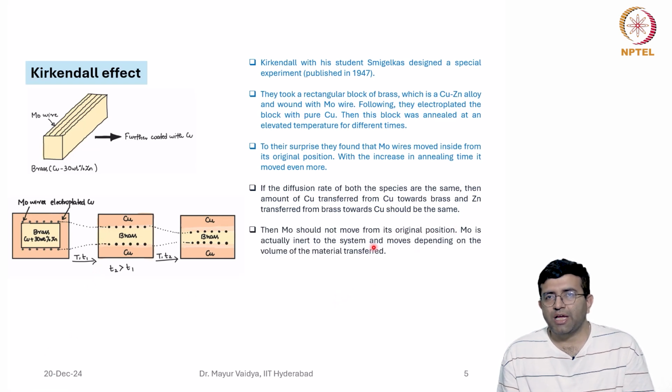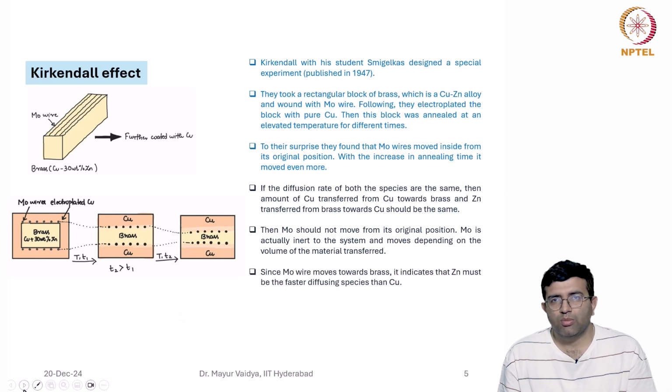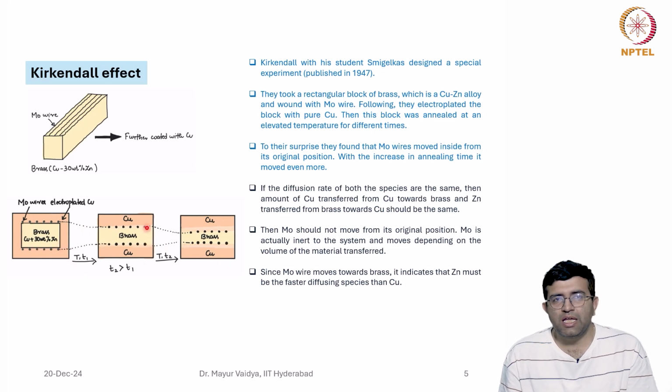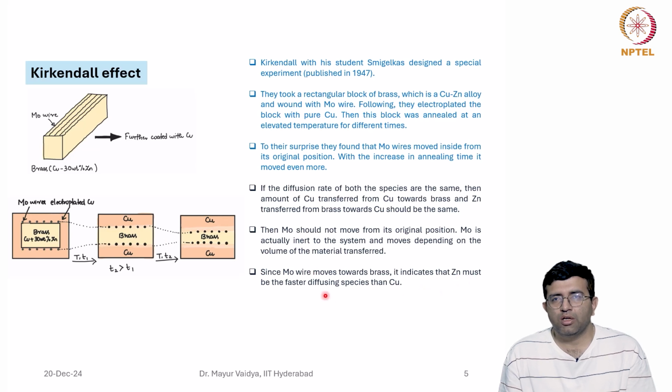The molybdenum is actually inert to the system and moves depending upon the volume of the material transfer. So, if the copper and zinc were diffusing at the same rate, the molybdenum should not have moved. But since the molybdenum wire moved towards the brass, you see that the brass is actually shrinking. Brass is copper and 30% zinc. That means the zinc is moving out much faster than the copper is getting inside. So, this indicated that zinc must be the faster diffusing species than copper.